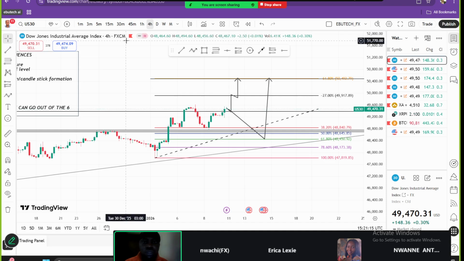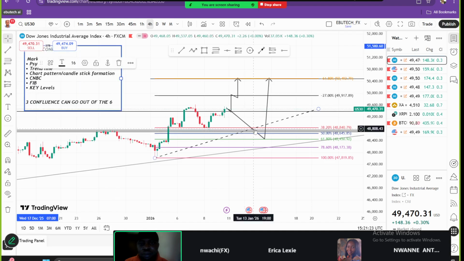Understood? So I'm expecting this market to push at least to the 50% fib level, or if there is a reaction here, it's going to pull up. Once it gets here, if there is a little reaction from the up, it's going to get to the 61% level. So this is what we are expecting from the market.